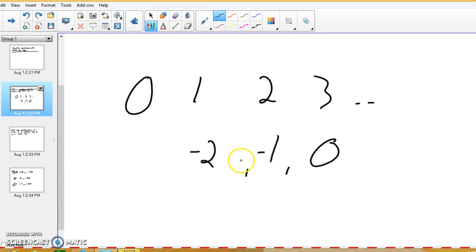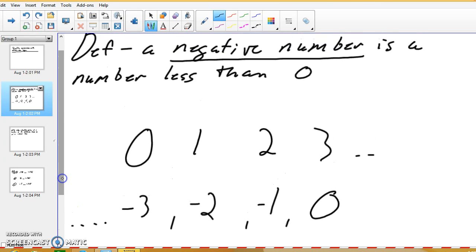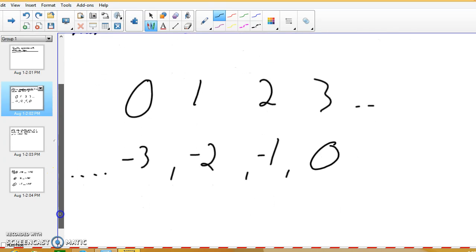And negative 2 is less than negative 1. And negative 3 is less than negative 2, and so on. It looks like a subtraction sign, which is essentially what it is, but in this concept, we're using it as a negative number. So that's a negative sign. So that's what a negative number is.